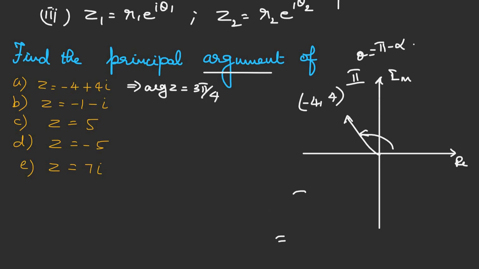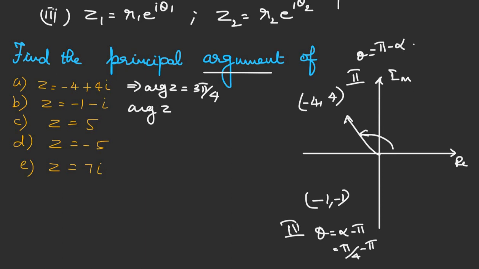Next question, z is equal to minus 1 minus i. Minus 1 minus i: x is negative, y is also negative. So minus 1 minus 1 lies in the third quadrant. In the third quadrant, we know theta is equal to alpha minus pi. So alpha is 1 by 1, tan inverse of 1 is pi by 4, minus pi, which is equal to, so here argument of z will be equal to minus 3 pi by 4.